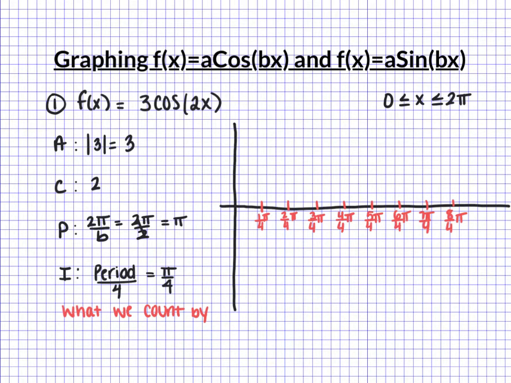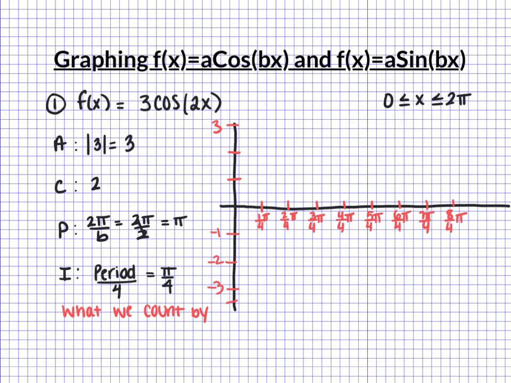And then the last thing we need to know is that our amplitude is 3. So that's the max and min values, right? That's how high the graph is going to go. So I'm going to label this here as 1, 2, 3. I'm picking a scale so that I can spread this out a little bit. So -1, -2, and then we'll make this -3.